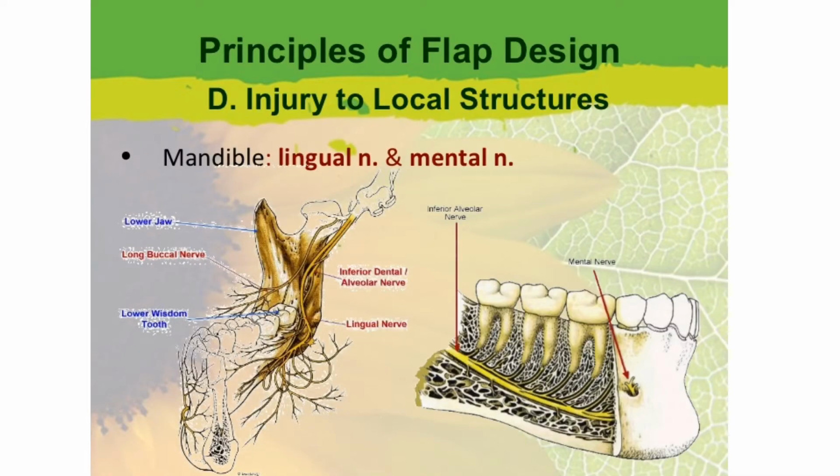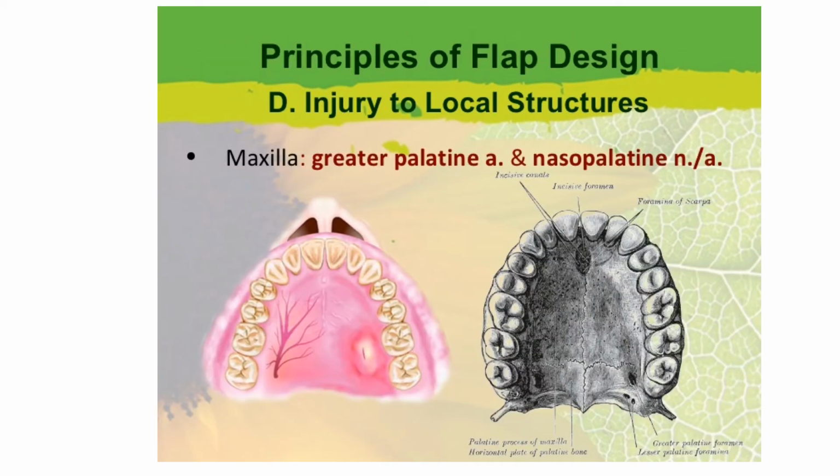So the last principle of flap design includes injury to local structures. That is, in mandible, precautions have to be taken while placing incision and reflecting the flap to avoid damage to lingual nerve and mental nerve branches. Similarly, in maxilla, precautions have to be taken to avoid injury to greater palatine artery and nasopalatine nerve and arterial branches.